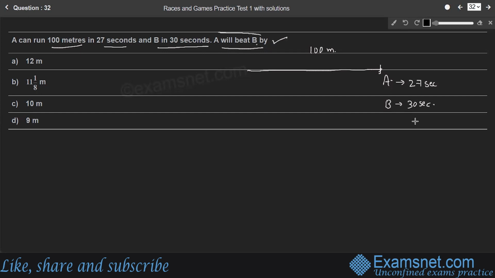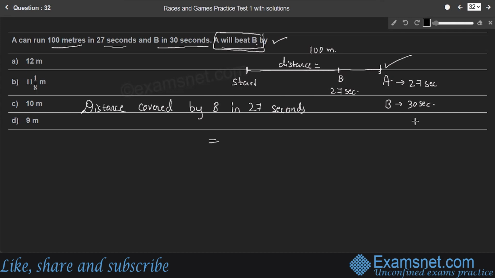So here A will beat B by, right? Here students, if this is the starting point, when A reaches the destination, B will be somewhere here, right? B reaches this point at the 27th second, right? So first we need to find the distance covered by B in 27 seconds, this distance, right?